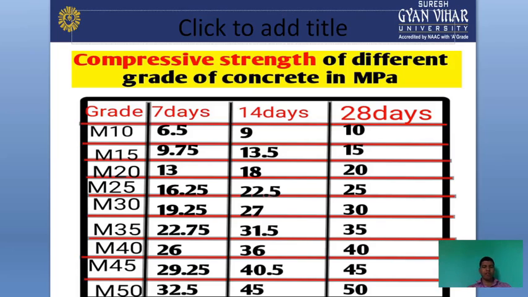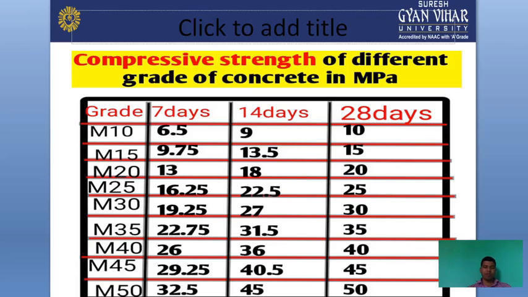करने के काबिल है. फिर उसके बाद ऐसे ही अगर हम M15 को करेंगे तो M15 की जो स्ट्रेंथ आनी चाहिए 7 दिन के बाद वो 9.7 आनी चाहिए, 13.5 किलो न्यूटन और 15 किलो न्यूटन आनी चाहिए 28 डेज़ के. ऐसे ही M20 है, M25 है, M30, 40, 50.